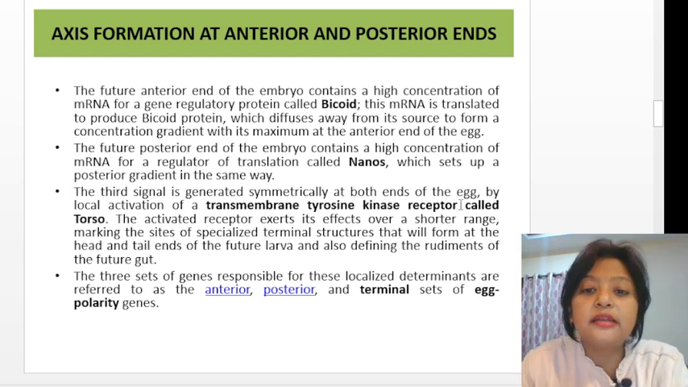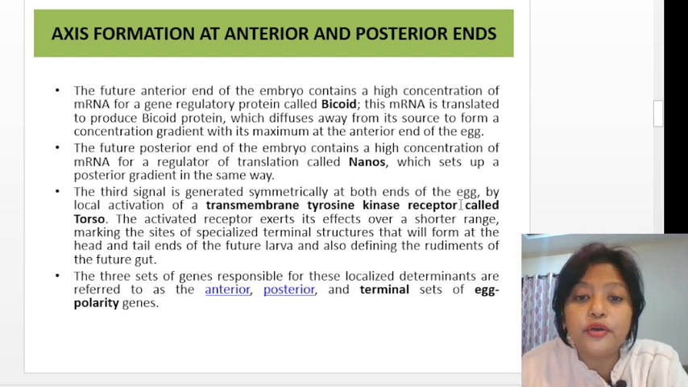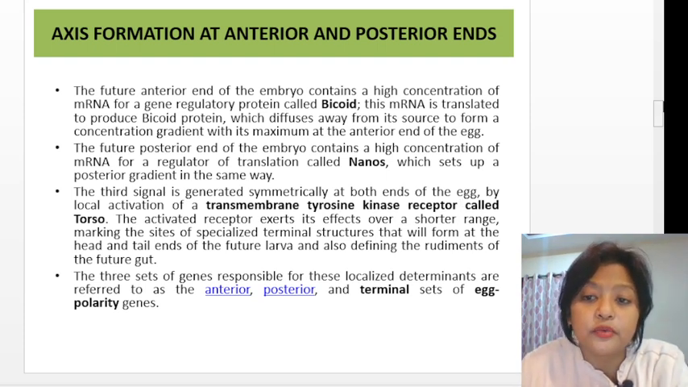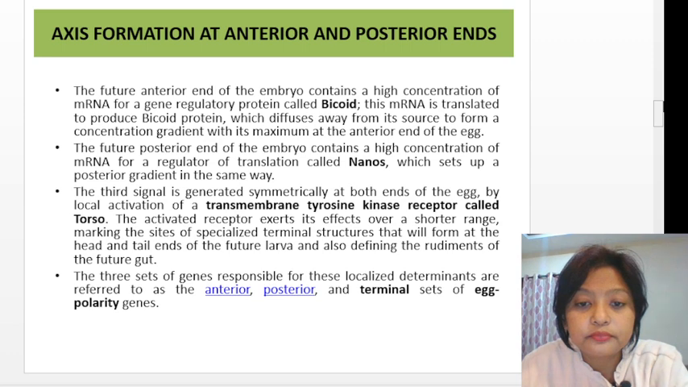So this is just some details I've given out here. I told you that there are anterior, posterior, and also terminal sets of egg polarity genes. Bicoid I told you, nanos I have told you. There's also a third signal that is generated symmetrically at both ends of the egg, a tyrosine kinase receptor called torso. This torso will help in the formation of the head and tail, and it will also determine the future gut.